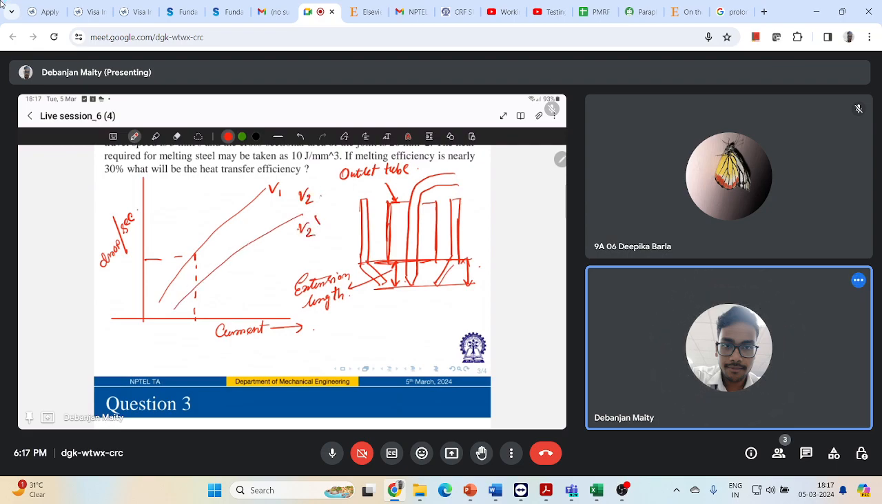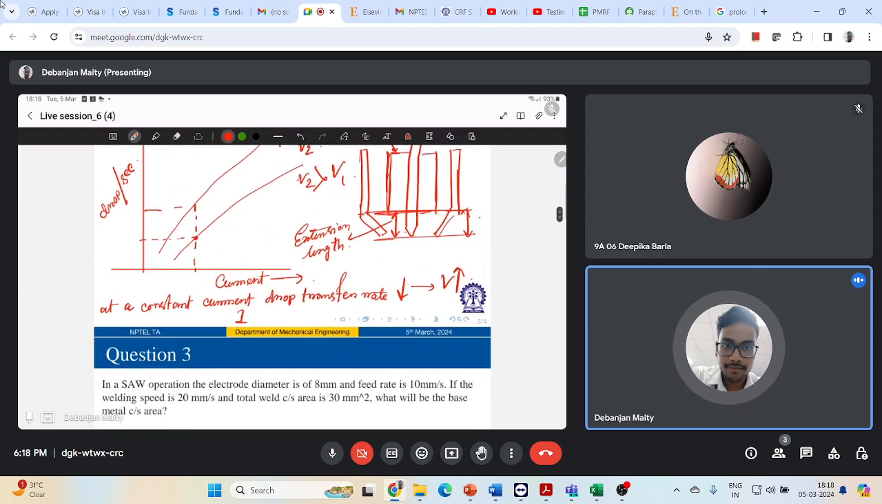So V2 is greater than V1. Now, at a constant current, my drop transfer rate decreases if voltage increases. So at a constant current, drop transfer rate decreases as V increases, right?